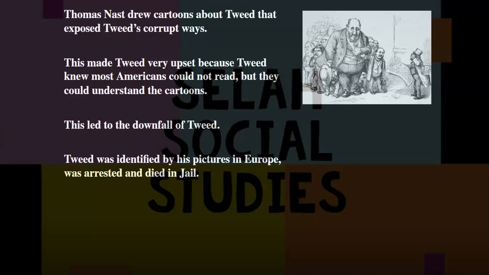Tweed was furious about Nast's cartoons. Tweed understood that a large portion of American immigrants could not read very well, but they sure could understand cartoons about Tweed and his wrongdoings. These famous cartoons helped lead to the downfall of corrupt people like Tweed. Tweed had escaped to Europe and tried to escape penalty of the law when, because of Nast's cartoons, Tweed was recognized, arrested, and eventually died in jail.